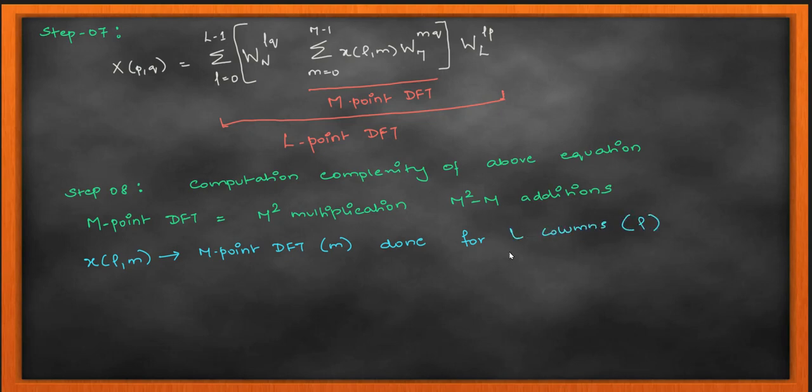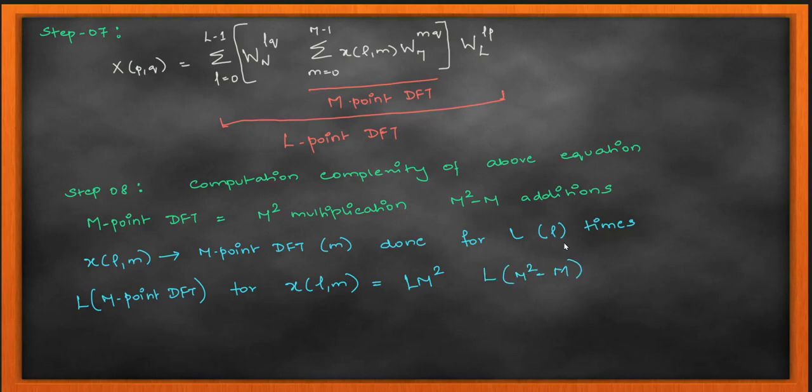If this is row wise operation, I'm filling M rows at a time and I'm doing it L times. So I am doing my M point DFT L times because of x of L comma M. Just for now, understand that it is two-dimensional, so my M point DFT is being done L times. So my computation is now L into M square multiplications and L into M square minus M additions, because I am filling these M rows L times, so that is why I am putting it as L into M.